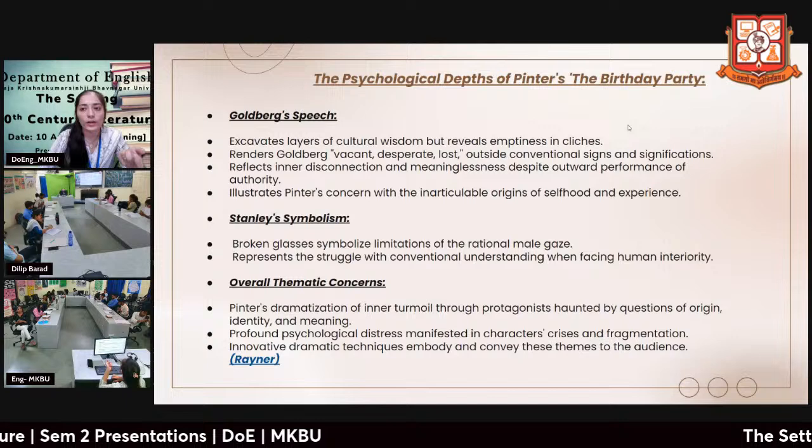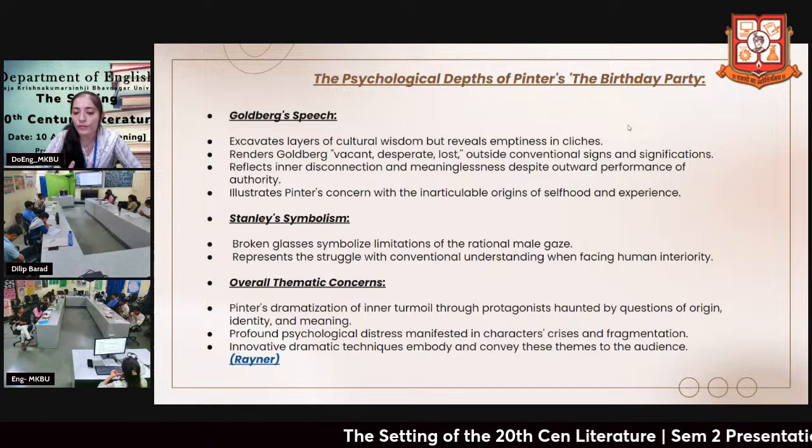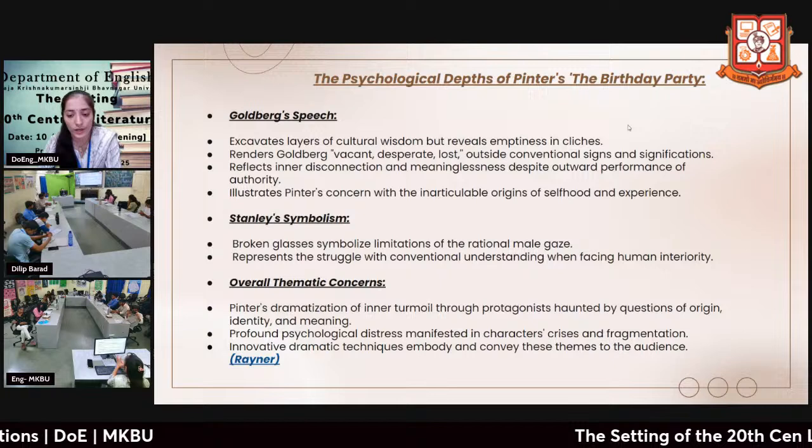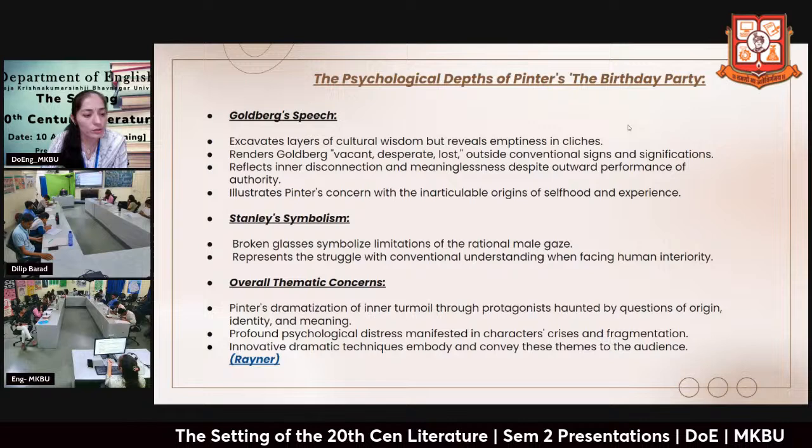The broken glasses symbolize the limitations of the rational male gaze and represent the struggle with conventional understanding in facing human interiority. We can take it in both ways: as the limitations of the rational male gaze, and, with the broken glasses, as someone trying to snatch his eyesight.